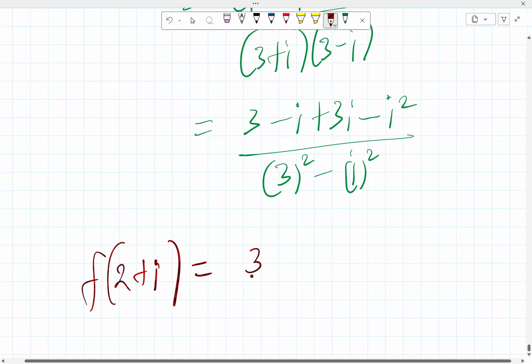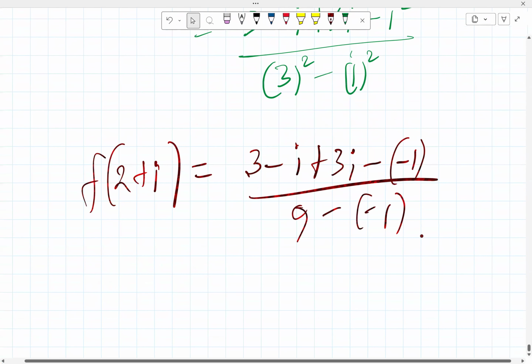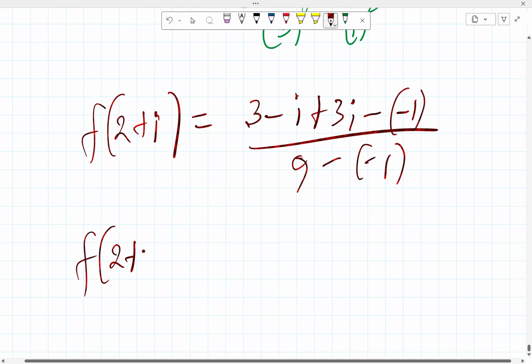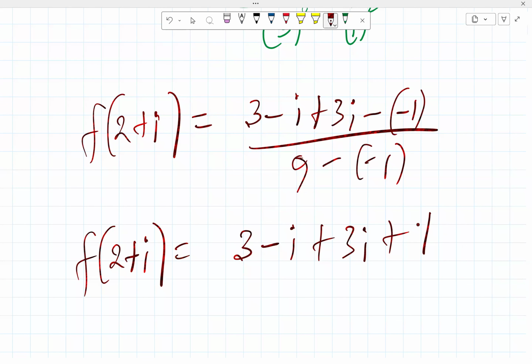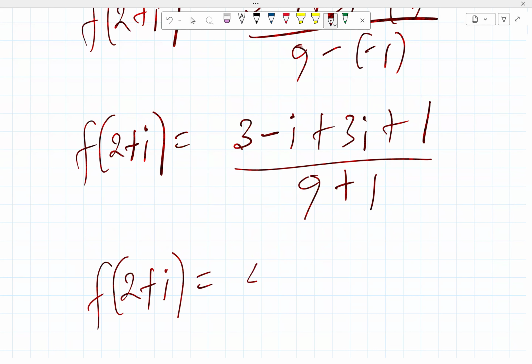So we go on to say that f of 2 plus i is equal to, we tidy things up now, 3 minus i plus 3i, and minus i squared, and i squared is minus 1, over 3 squared, that's 9, then i squared again is another minus 1. I'm taking it step by step so everything doesn't get mixed up. So f of 2 plus i is equal to 3 minus i plus 3i plus 1 all over 9 plus 1. So f of 2 plus i now is equal to 3 plus 1, that's 4. The minus i plus 3i, that's plus 2i.